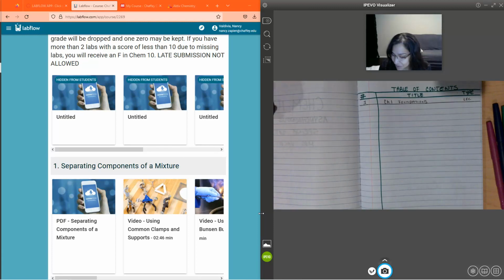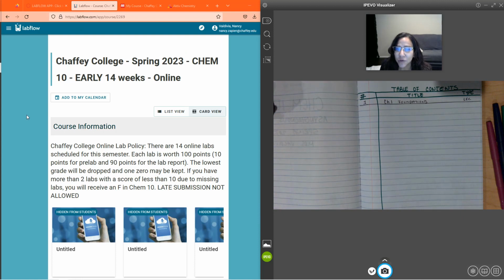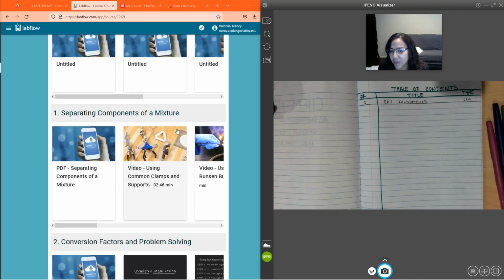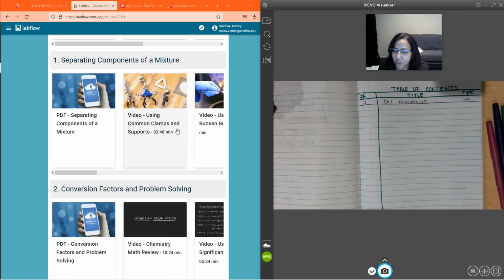Hi everyone. So we're going over Labflow. Labflow is where we go on to do all our labs for chemistry. They're virtual labs. Once you log in, you're going to get a screen. It's going to look something like this. Some labs you'll be able to start right away. Some you have to wait until the week that they open up.